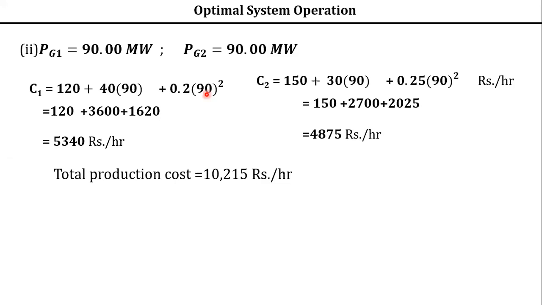Case 1, 10,214 you have. That means when it is optimally distributed, the total production cost is less. When you are giving equal sharing, the cost is slightly more. So obviously it is the thing.